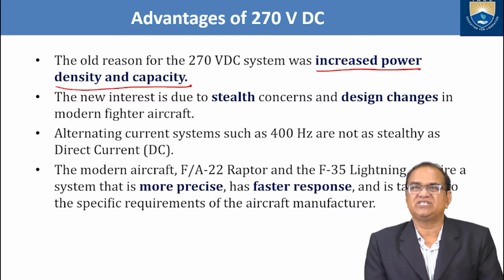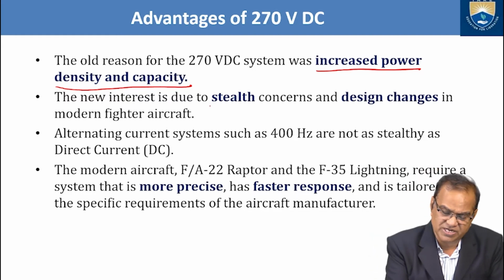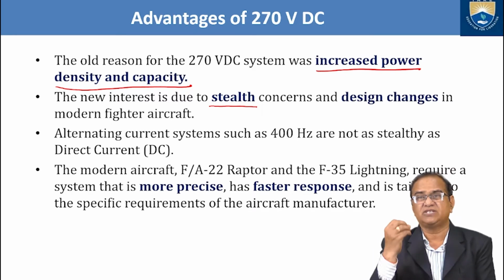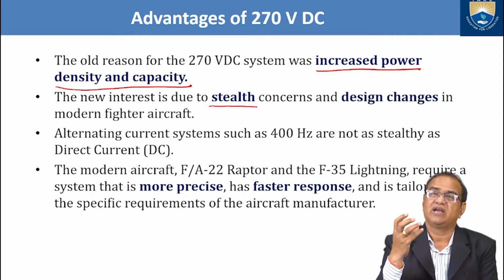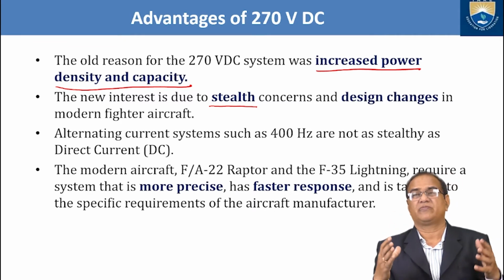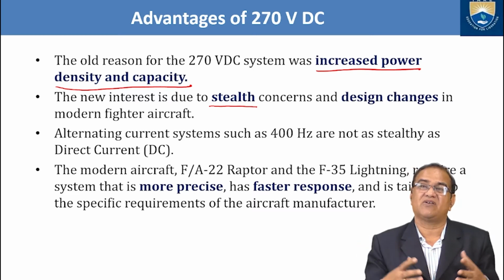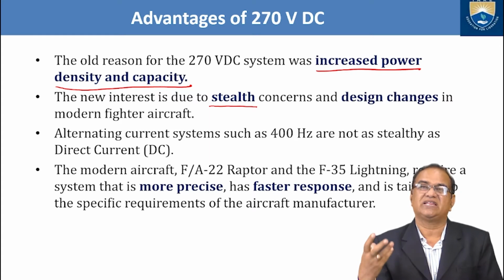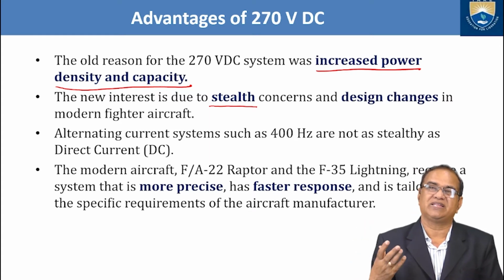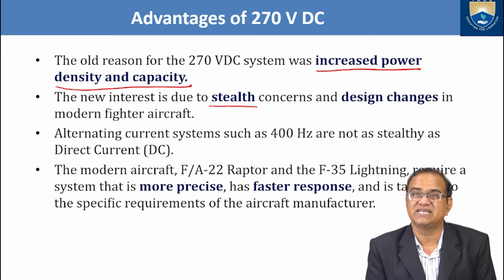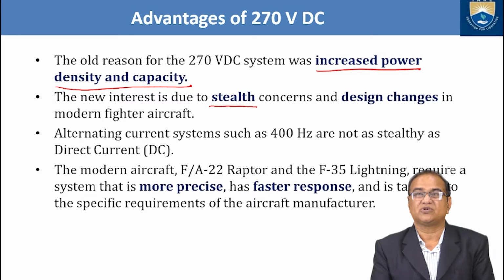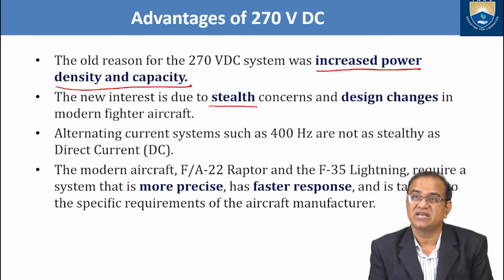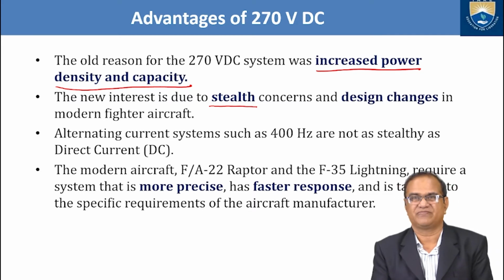The new interest is due to stealth. Another very important factor is the stealth parameter. If you use 400 Hertz, this frequency is not good for stealth characteristics. Enemy radar sensors will try to detect this type of frequency because it generates heat, and that can be detected by the enemy. So stealth also wants 270 volt DC, which brings design changes in modern fighter aircraft.